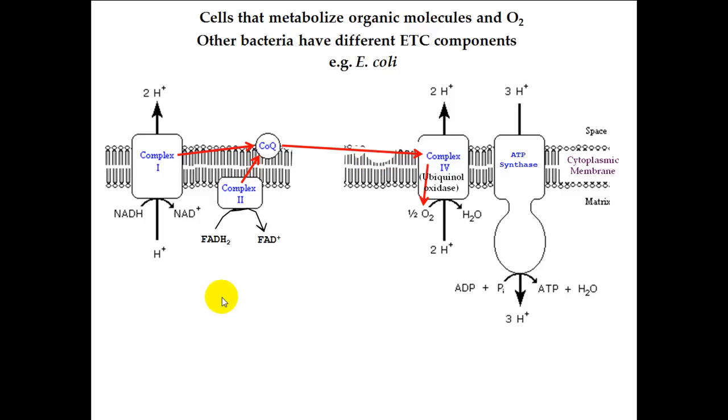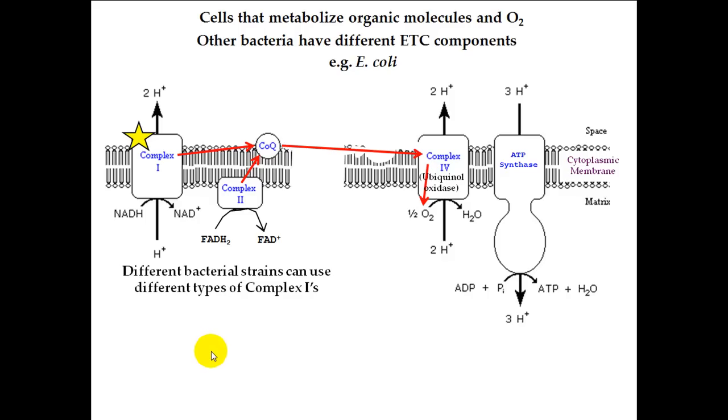Another difference that we'll point out is this. It turns out that in E. coli, they can have two different types of complex 1s, right, depending on the type of E. coli. So the difference between the two types of complex 1s is this. So some complex 1s end up pumping protons and others don't. And so depending on what is being used as the electron source, E. coli then will use a different type of complex 1.